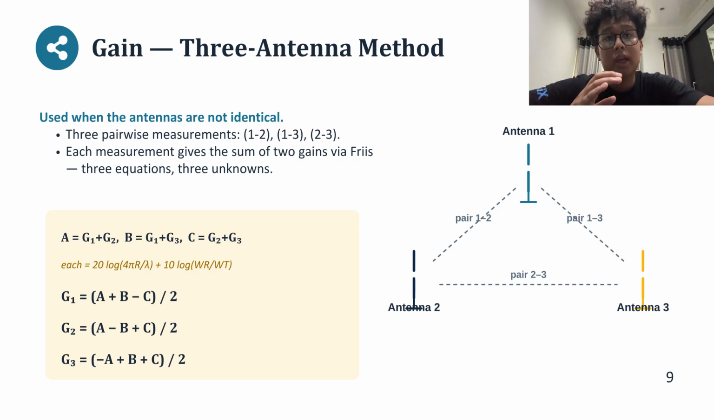G1 is A plus B minus C over 2. G2 is A minus B plus C over 2. G3 is minus A plus B plus C over 2. And that gives us all three gains without needing any reference antenna.